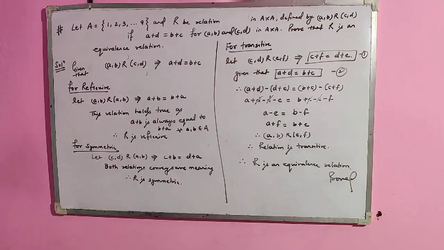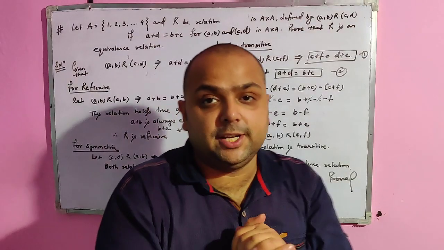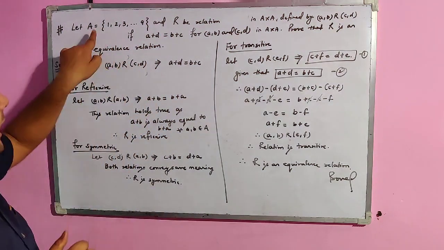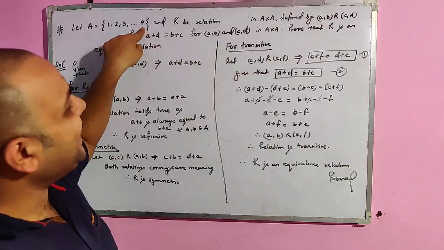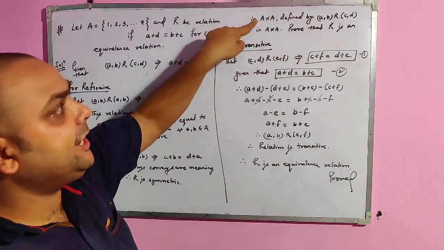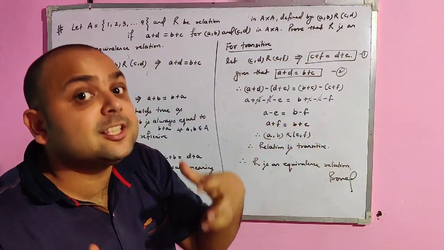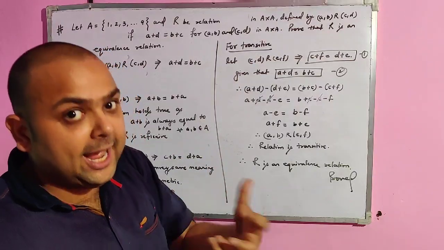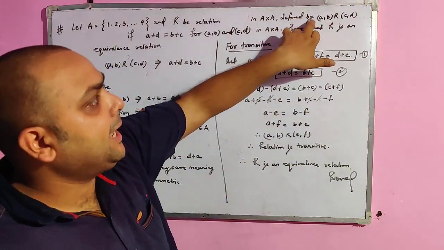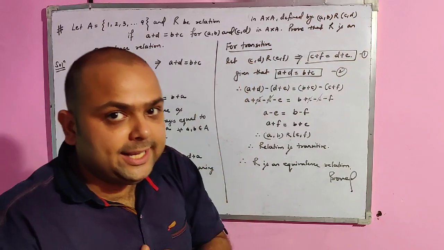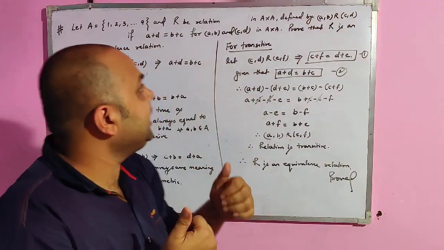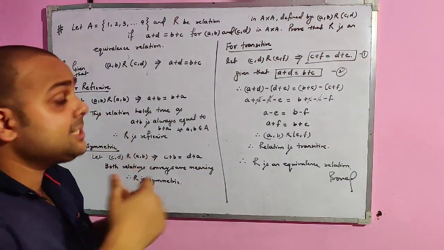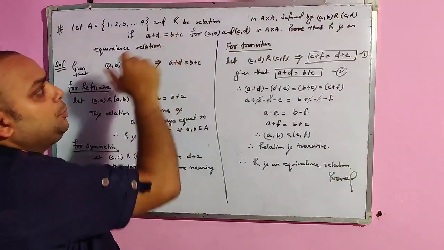Next problem related to equivalence relation is, let A be a set containing the elements from 1 to 9 and R be a relation which is defined in A cross A, that is the Cartesian product of A and A, defined by (a, b) related to (c, d). Here we have the relation of (a, b) with (c, d). So the relation is a plus d is equal to b plus c.